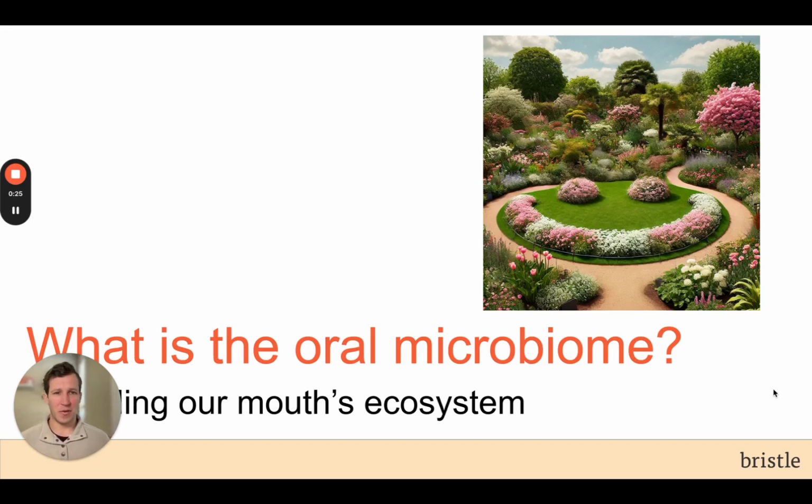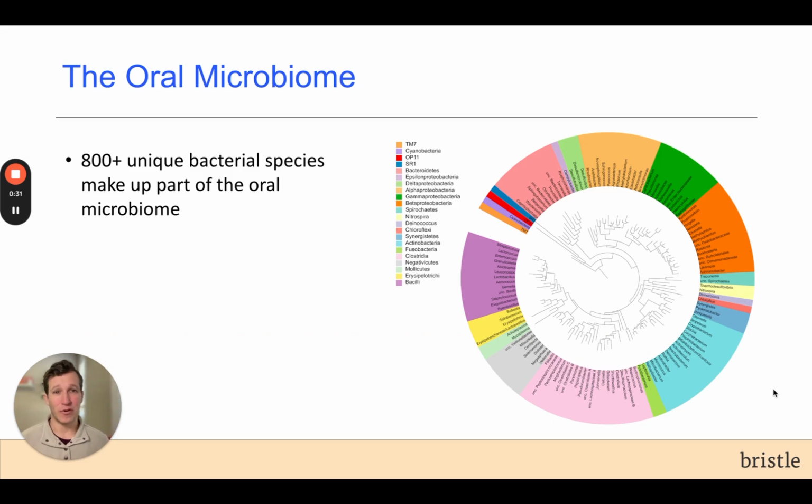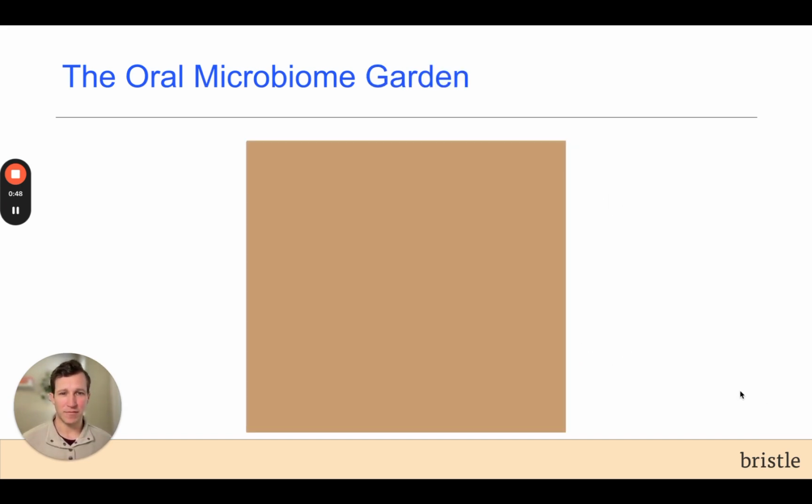Inside each of our mouths lives a vibrant and diverse community of bacteria and fungi. There are over 800 unique species that have been found in the mouth, and they can influence our health in both good and bad ways. This community is called the oral microbiome. To better understand how these bacteria contribute to our health, let's imagine it as a garden.